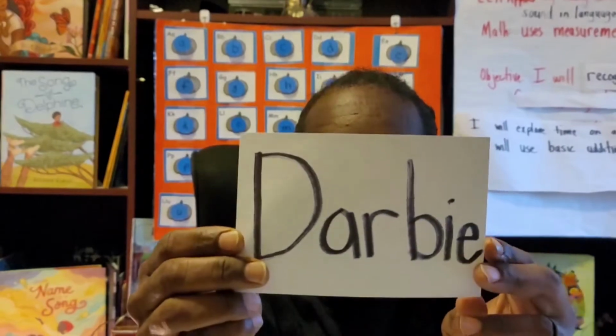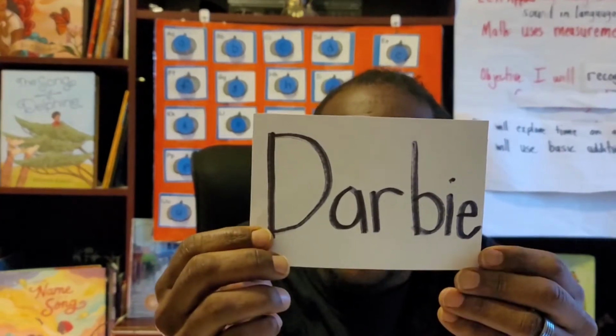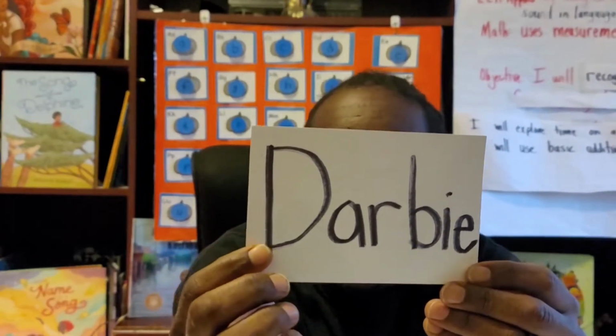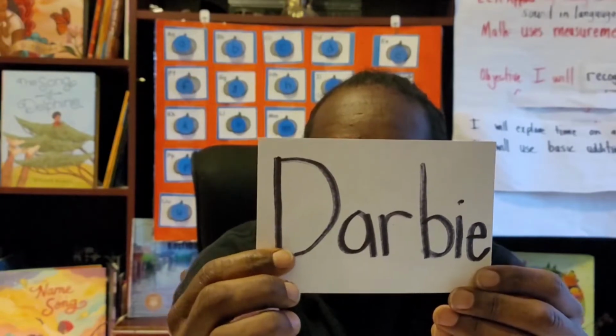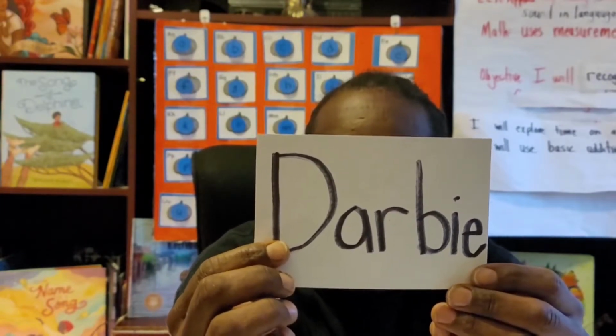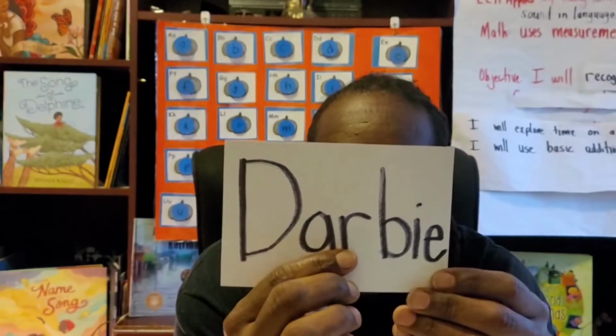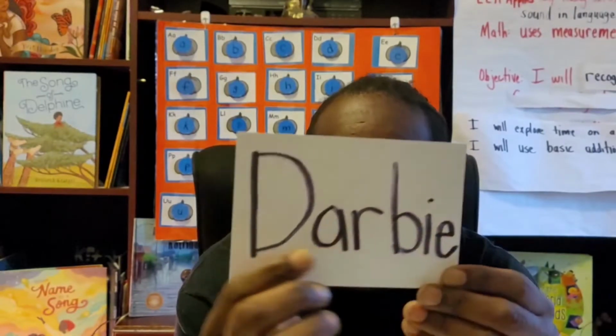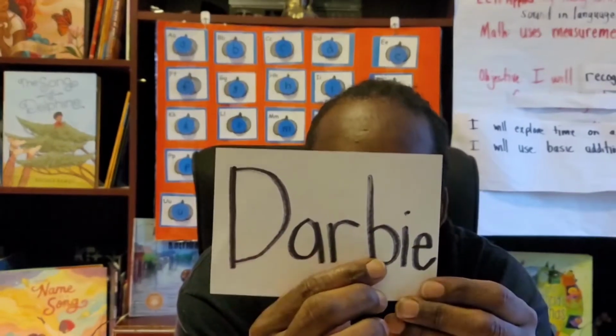This person's name is Darby. Hi, Darby. Darby is a friend of mine. Let's spell Darby. What letter does her name start with? D. Let's spell Darby. D-A-R-B-I-E. D-A-R-B-I-E.